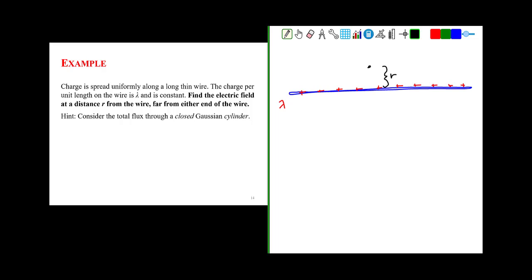Well, let's look at Gauss's law. Gauss's law says that the electric flux through a closed surface is equal to how much charge is enclosed by that surface over epsilon naught. Okay, so what do we mean by this? Well, first let's look at the notation.